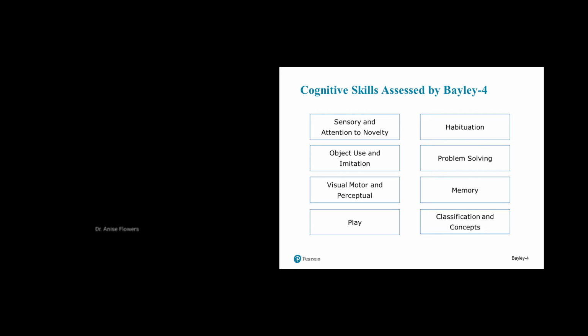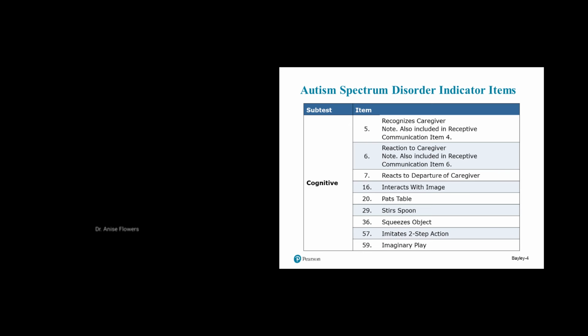Memory, with skills of remembering names, numbers, pictures. Play, classification, and concepts like color, size, patterns, and counting. So on the cognitive scale, here's our items that are on the checklist for autism spectrum disorder.